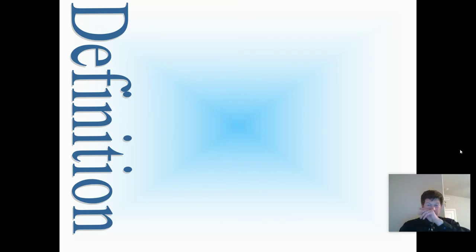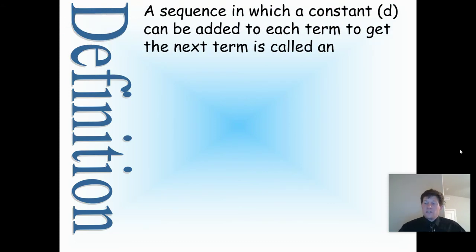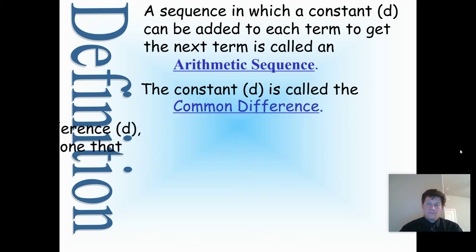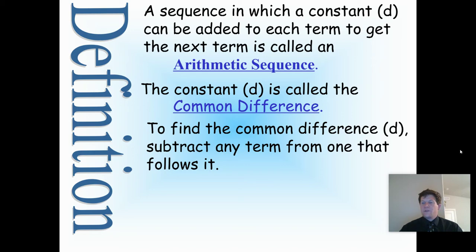Some vocab to go over. A lot of this we've seen already, but just to review real quick, a sequence is a list of numbers that follow a specific pattern. If we're talking arithmetic sequence, that pattern is a constant increase or decrease. Basically, we are changing by either adding or subtracting the same number every time. That constant, which we use the variable d to represent, is called our common difference. And to find that common difference, we subtract any term from the one that came before it.